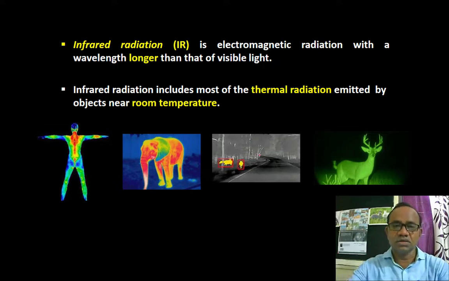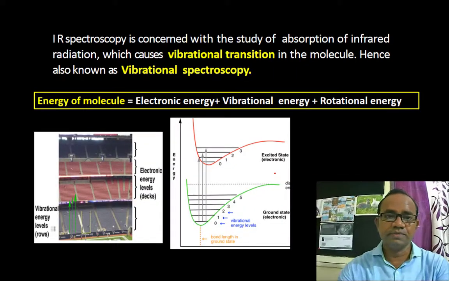Infrared radiations are particularly the light which is the thermal radiation emitted by objects at room temperature. That means IR light is mostly used in night vision cameras, where even in darkness they can take an image of the object, because any living thing can emit thermal radiation, and that thermal radiation can be captured by IR cameras, which give the image of that object even in the darkness.